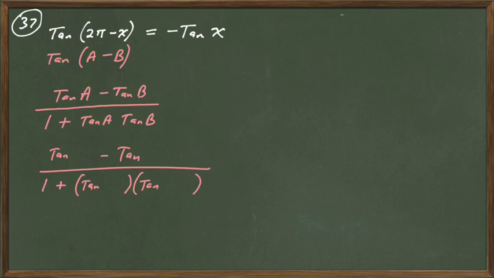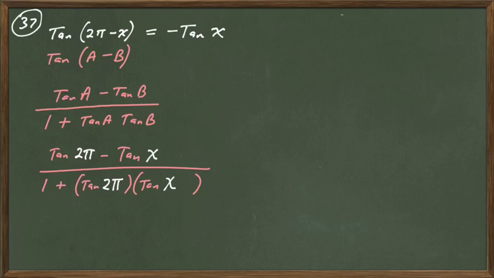What do I replace all my A's with? What does it appear that A is equivalent to? 2 pi. So wherever I see an A, I'm going to put a 2 pi. What is the B equivalent to? X. So I'll replace my B's with X's.